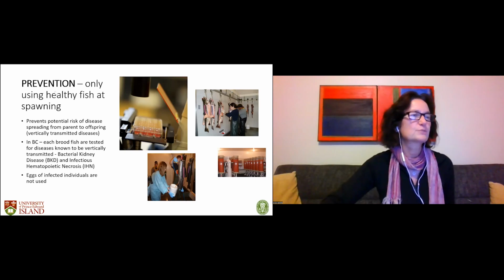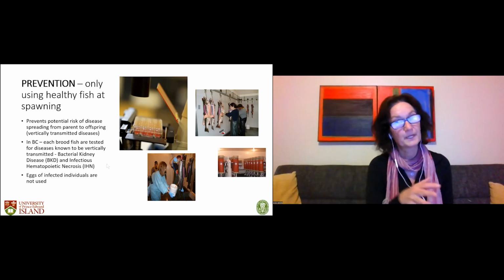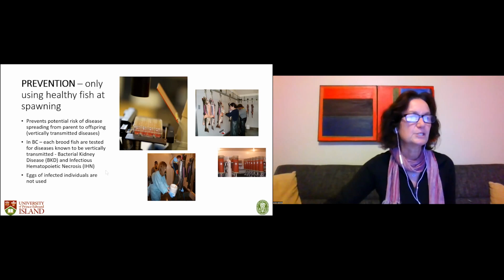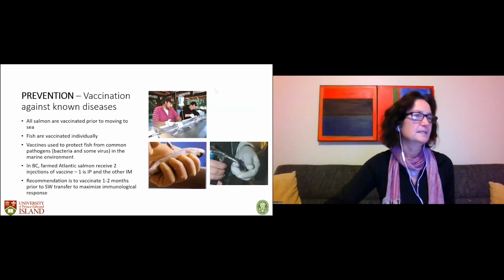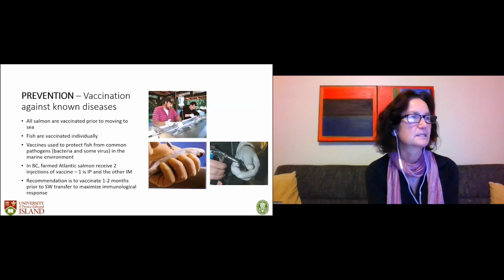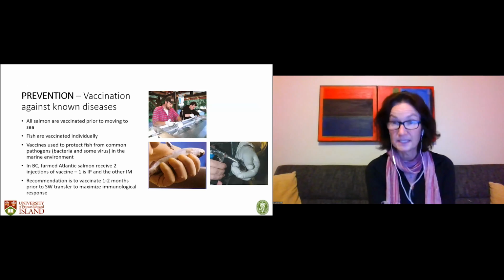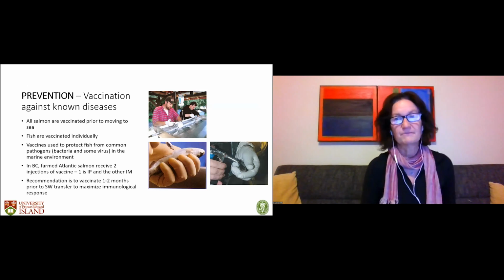So in aquaculture, to prevent vertical transmission, so from parent to offspring, each broodstock is actually sampled and tested for these diseases. And if they're found positive, those eggs are discarded. Now, the final one that we're going to discuss today in preventing disease, so therefore preventing any kind of amplification, is vaccination.